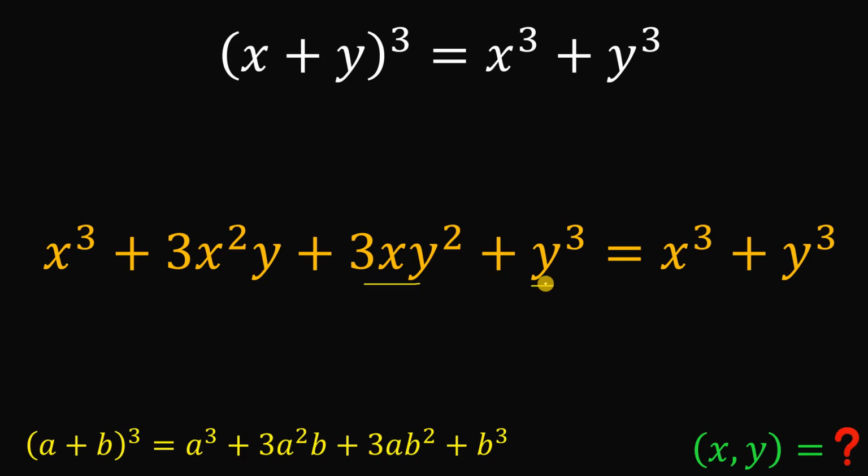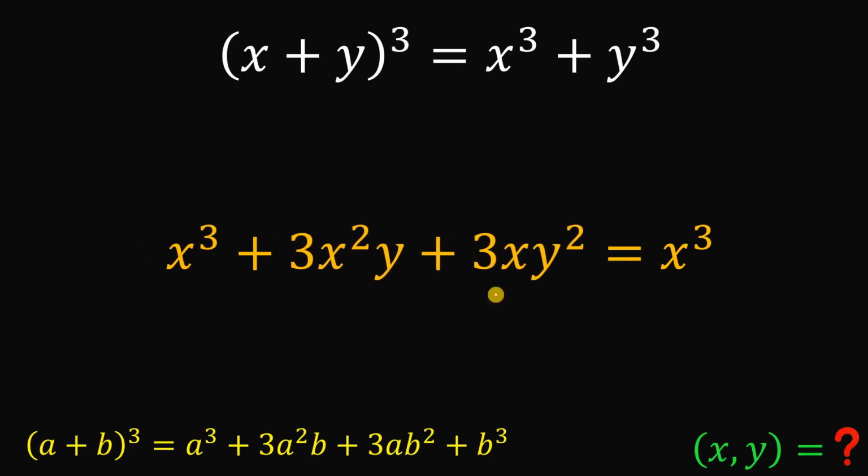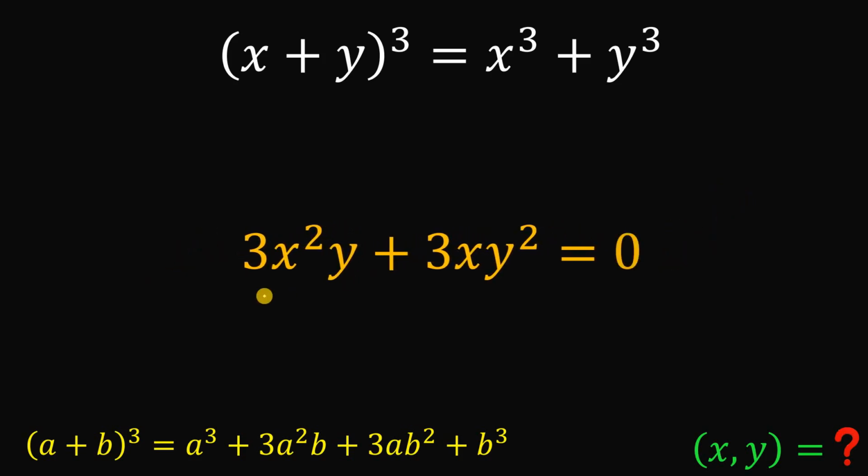Now, if we subtract y^3 on both sides, this y^3 on the left and y^3 on the right becomes 0. Next, if we subtract x^3 on both sides, this x^3 on the left and x^3 on the right becomes 0. So we have an equation 3x^2y + 3xy^2 = 0.